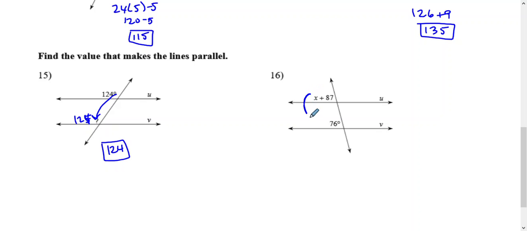When we look at 16, we also have corresponding angles. We know that those would need to be the same for those lines to be parallel, so we would set up our equation. The first one, x plus 87, is going to equal the second one, 76. When we subtract 87 from both sides, we get x equals negative 11. That is our answer, because we're asked to find the value that makes the lines parallel. Only when x is negative 11 do those lines become parallel. Anything other than negative 11, they are not.